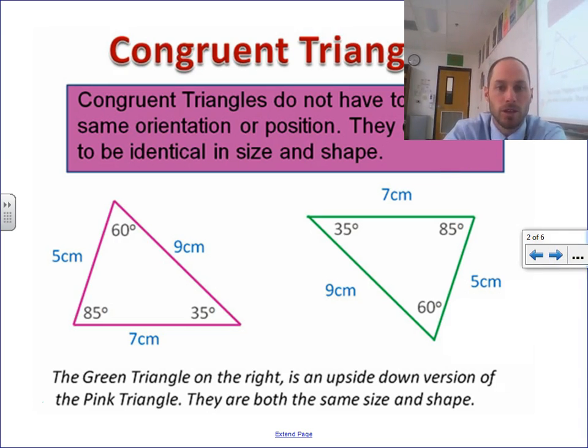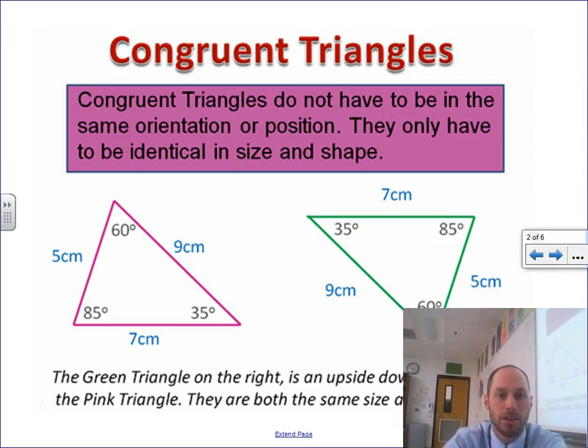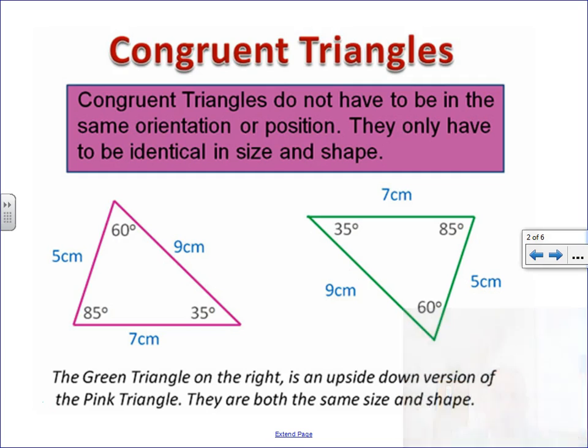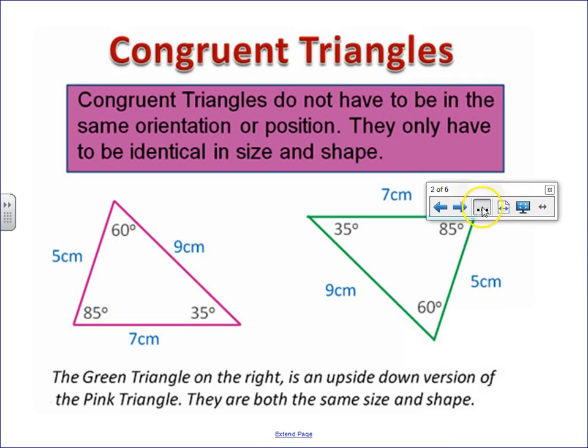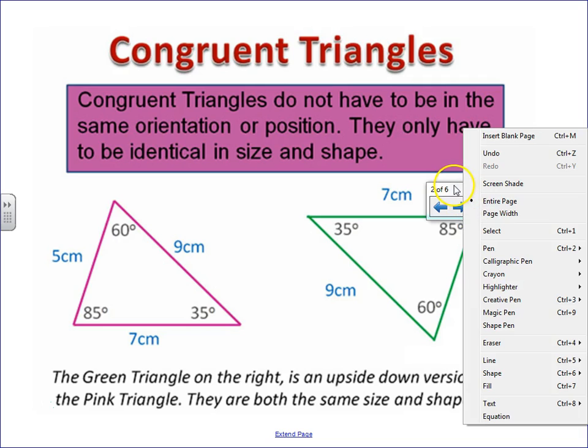So as we take a look at congruent triangles, congruent means that they have the same shape and size. So if these two triangles are congruent, the purple one and the green one, we can see that all angles are congruent and all sides are congruent. The green one is just flipped around, but they're both the same shape and size. So with that in mind, we know that congruent parts of congruent triangles are going to be congruent.